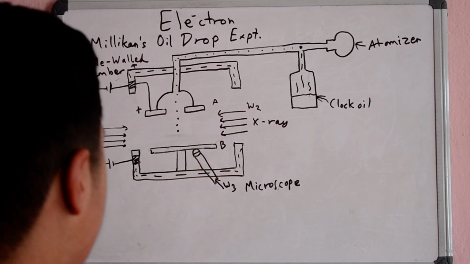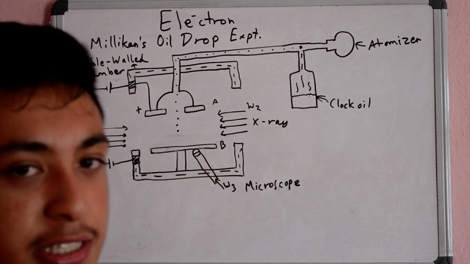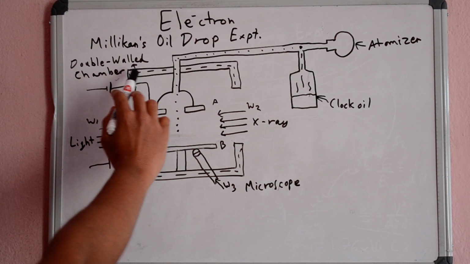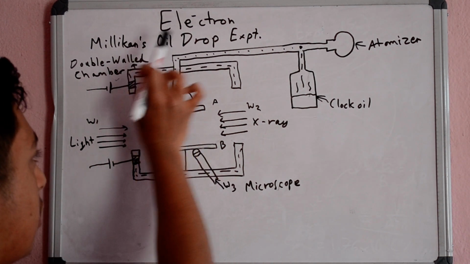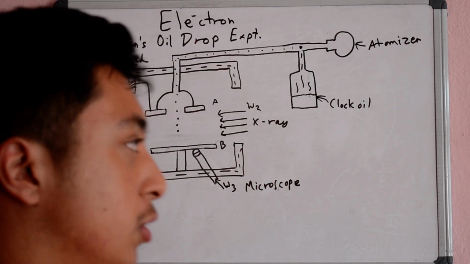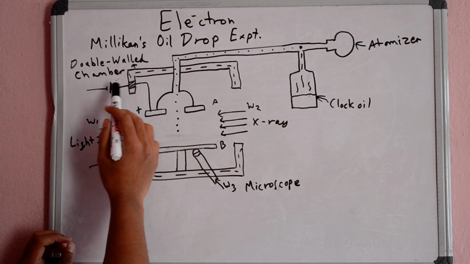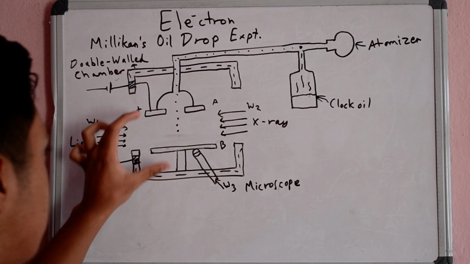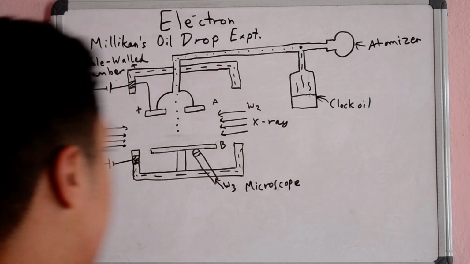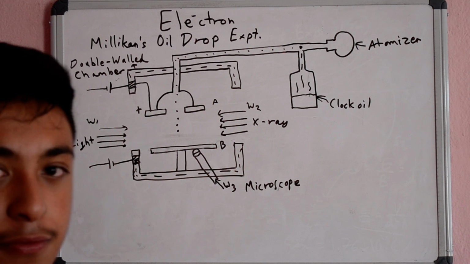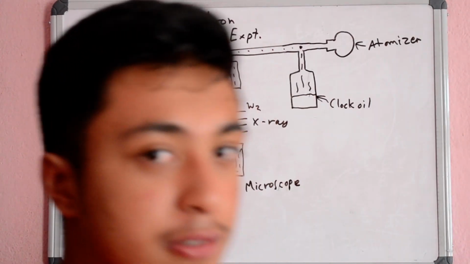And here we use light and a microscope to basically see the experiment. And here the double walled chamber has water running through it to maintain constant temperature. And here a positive signal and a negative signal are applied to the upper and bottom plate respectively, and the bottom plate is actually grounded, so there is only a positive charge.